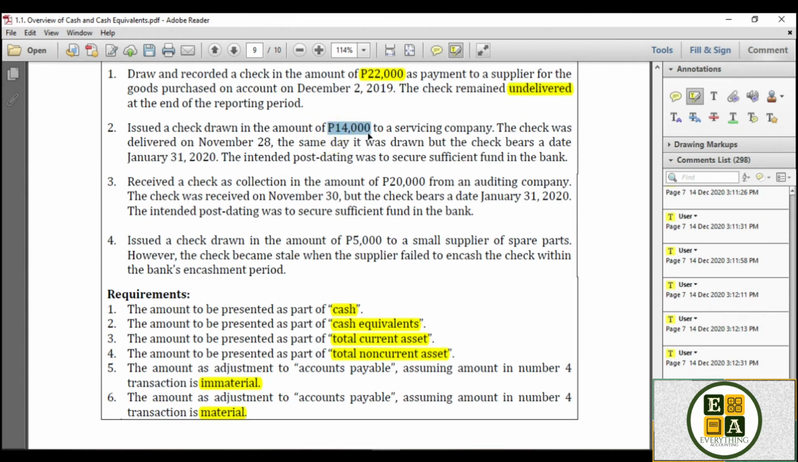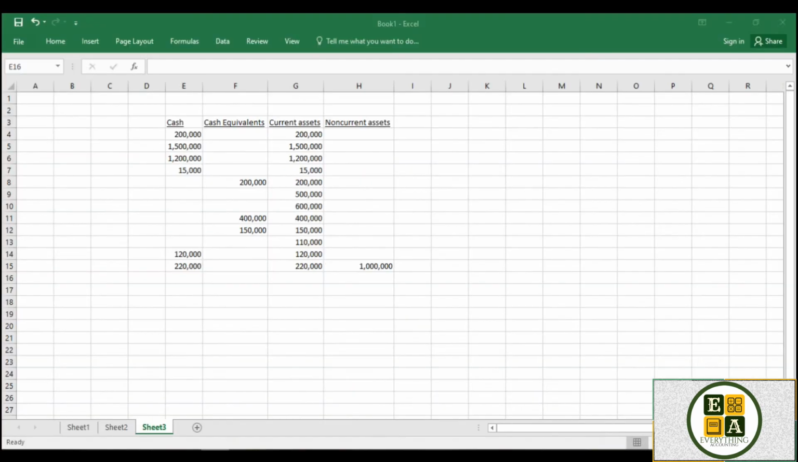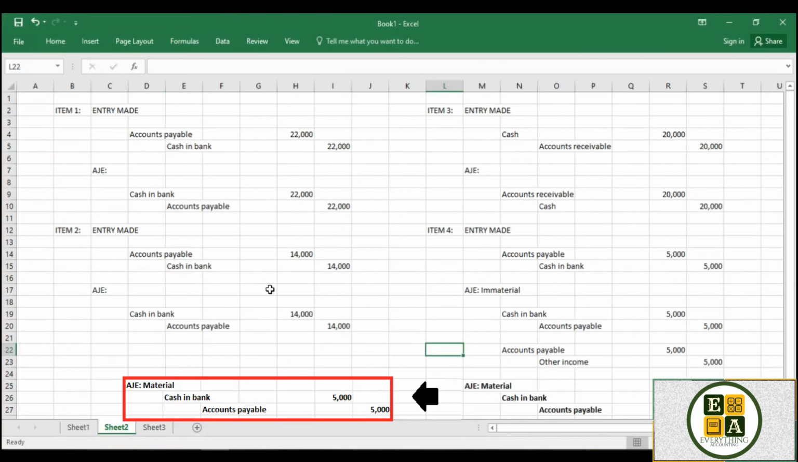Then, dito, 14,000. Nag-issue daw tayo. Ito, draw unrecorded. Tapos, ano yung nakalagay? Post-dated siya. Then, dito, naka-receive tayo ng check as collection, 20,000. Pero post-dated daw. Dito naka-issue tayo ng check, good for 5,000, but failed to encash, naging stale. Yung assumption is either material or immaterial. Okay. So, make use na lang tayo dito sa adjusting journal entries. Yung naging journal entry made natin, okay, so ano yung gagawin?